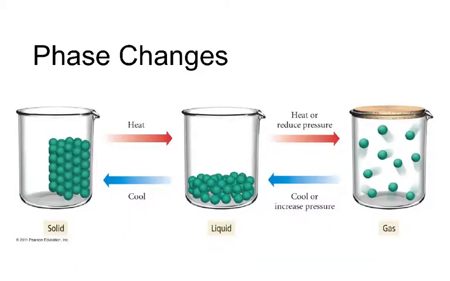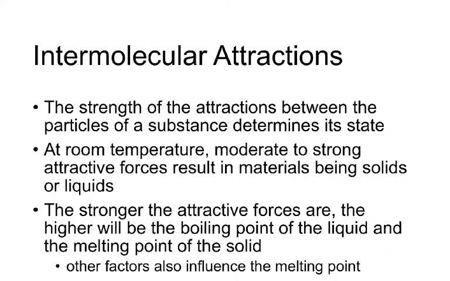Now, how does a substance change phases? Between solid and liquid, it's pretty much just heating and cooling. Between liquid and gas, there can be pressure involved. So if you reduce the pressure, a liquid will go into the gas phase. If you increase pressure, you can cause a gas to condense and go into the liquid phase.